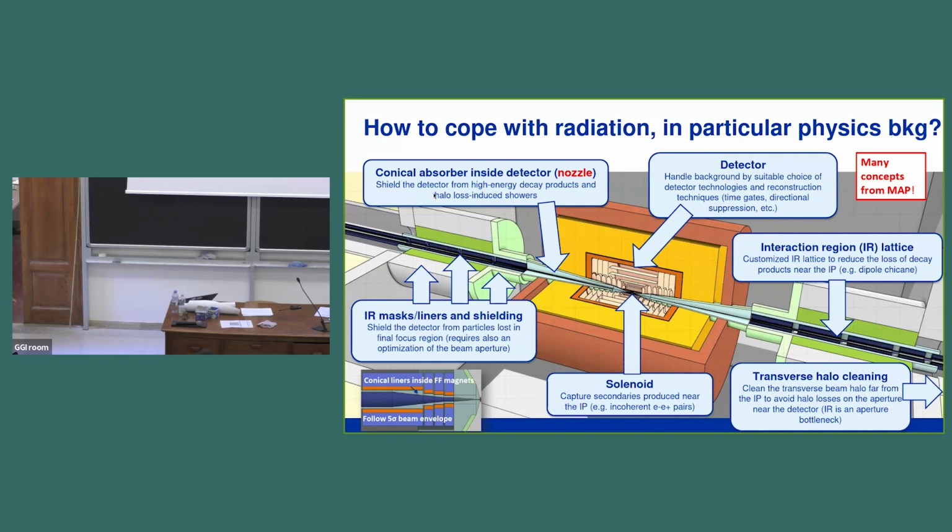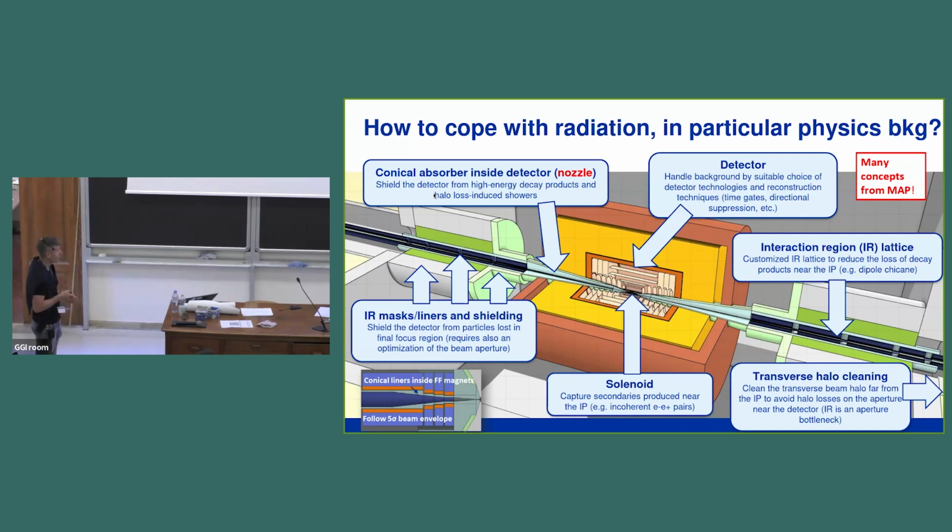Then what also helps is the interaction region lattice design. A customized design can also reduce the loss of decay products in the IP. Decay happens somewhere, and the decay positrons and electrons can reach some other position before they impact on the aperture. We want them to be not too close to the interaction point, but further away. And this we can partially influence through the magnetic field configuration of the interaction region lattice.